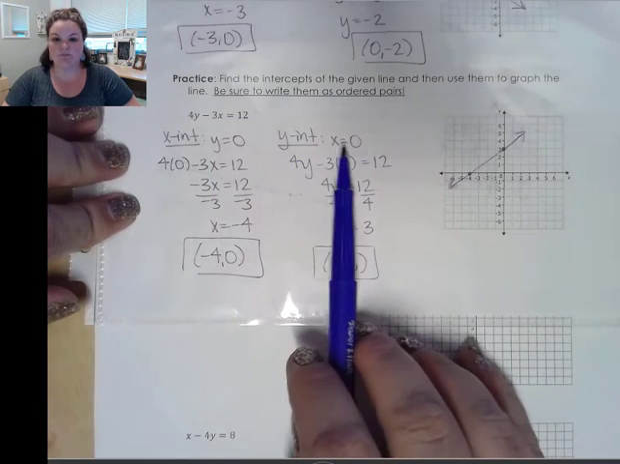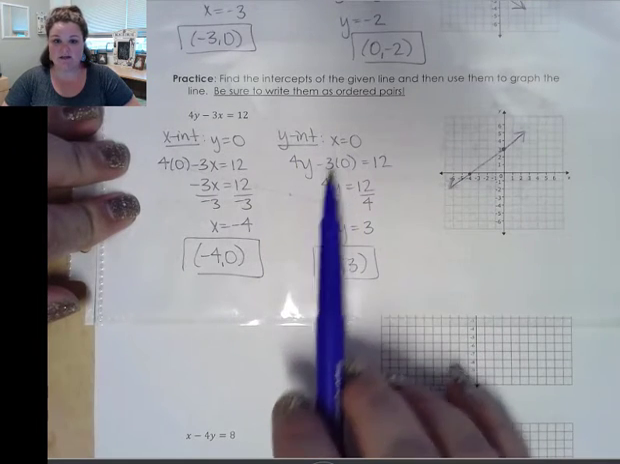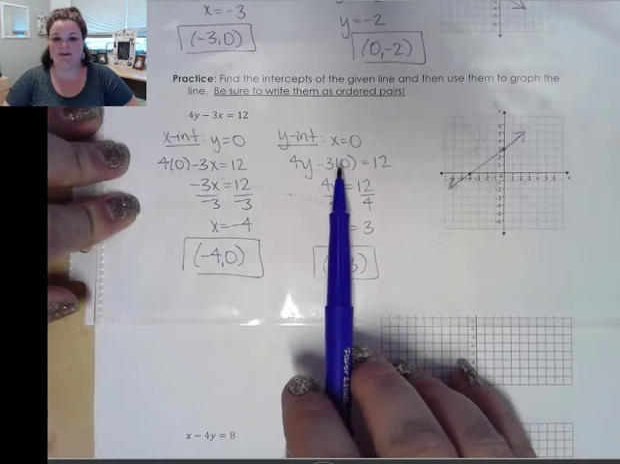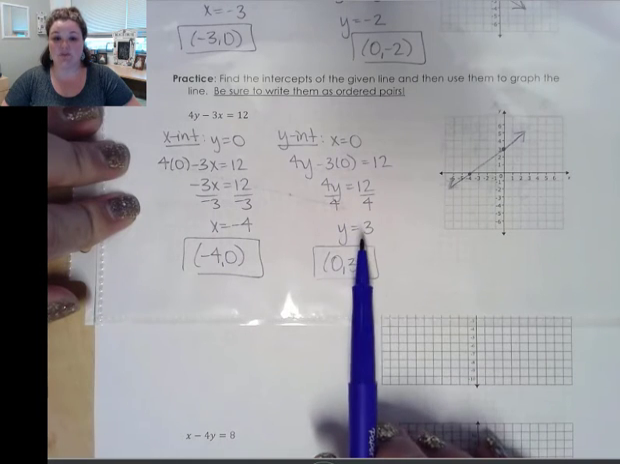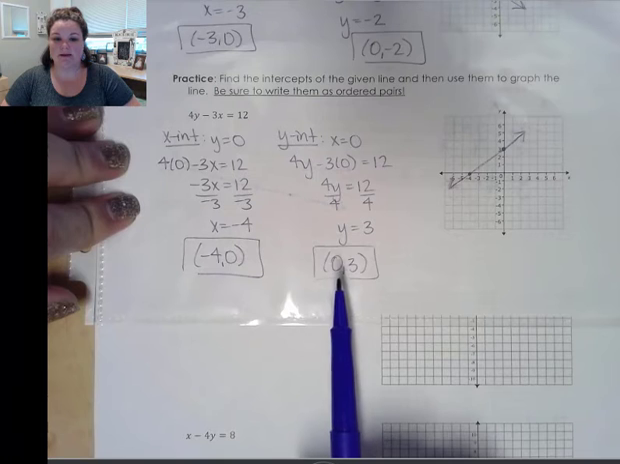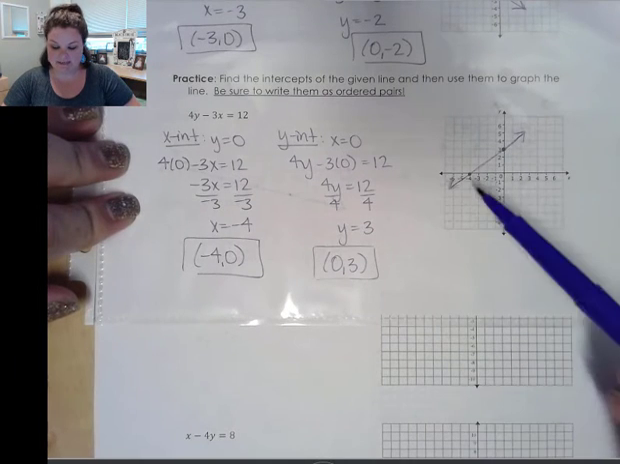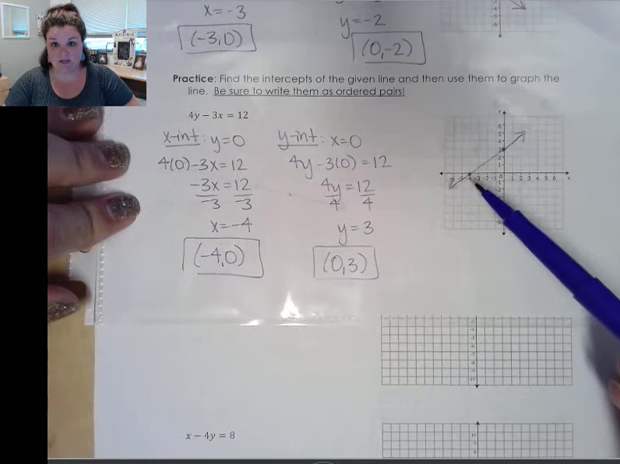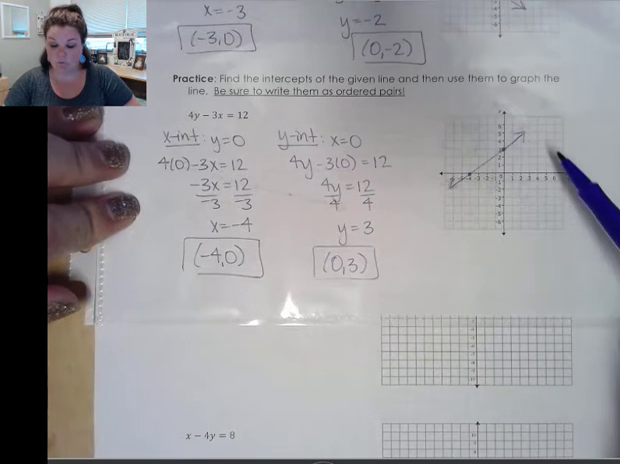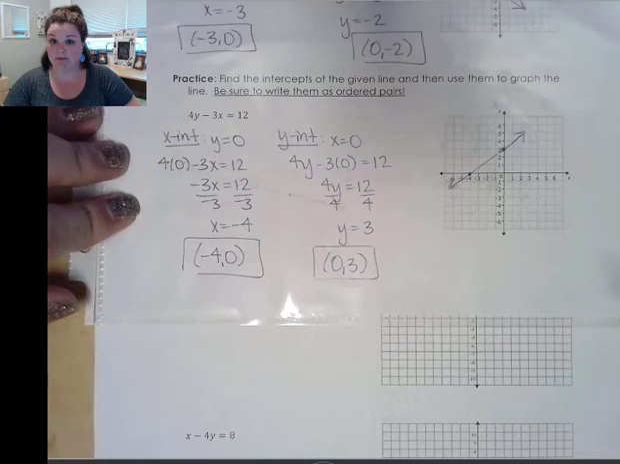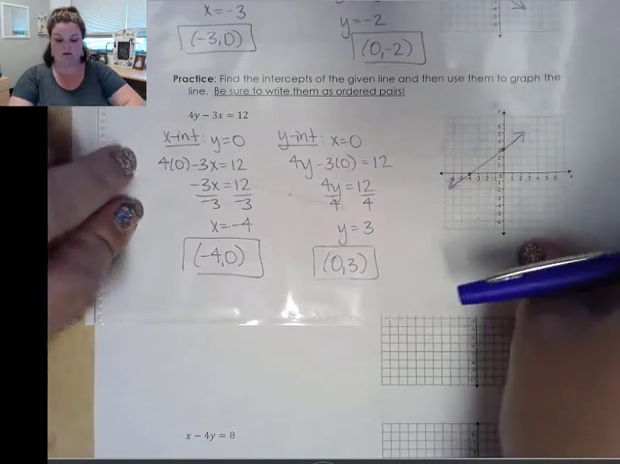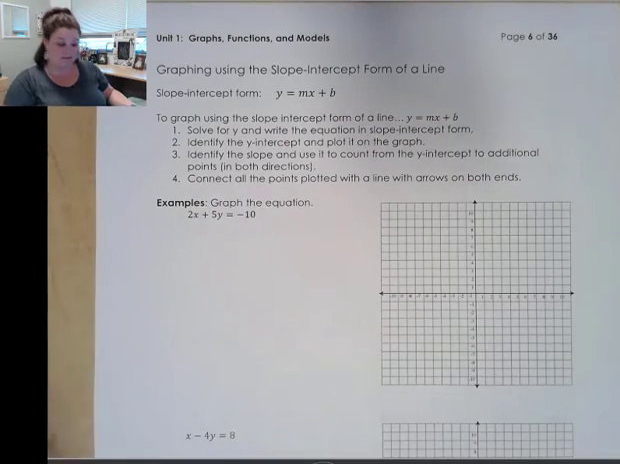And then for my y-intercept, we're putting 0 in for x. So my x term is going to go away. And when I solve for y, I get 3. So that gives me the ordered pair 0, 3, which I plot the point up here on my y-axis. And then be sure you connect them with a straight line with arrows showing that it's going to keep going. Okay? All right, so we know how to graph using intercepts.